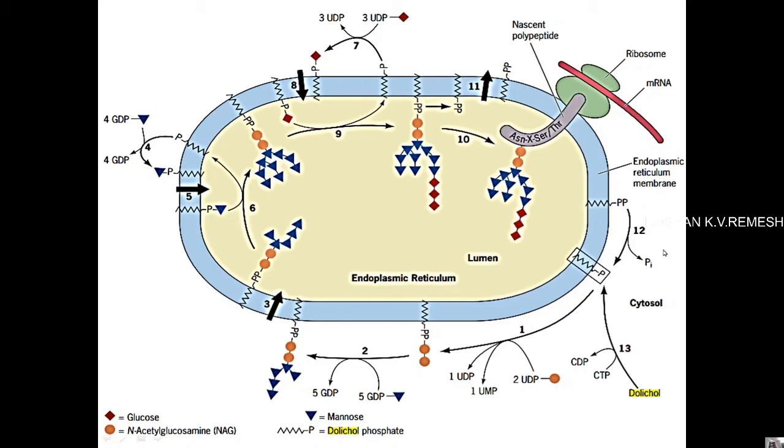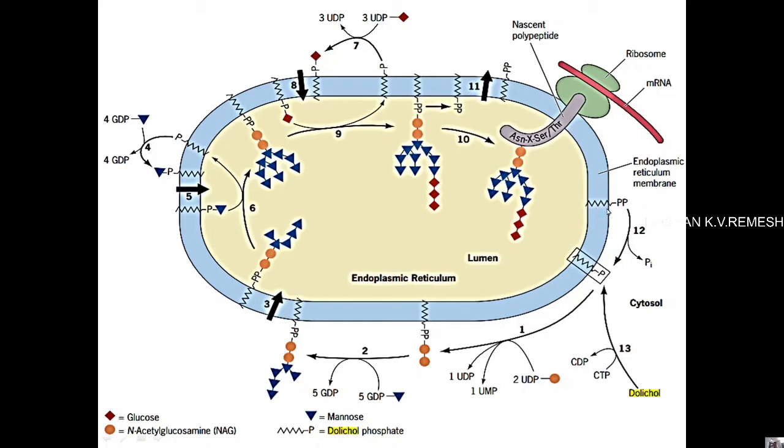Glycosyl transferases transfer sugar molecules from their own donor. Donor means that it is always a nucleotide sugar, for example GDP mannose, CMP sialic acid, UDP N-acetyl glucosamine, etc. So these glycosyl transferases transfer these sugar molecules, for example glucose or N-acetyl glucosamine, from their donor to an acceptor. Here the acceptor is the phosphate group of dolichol pyrophosphate.